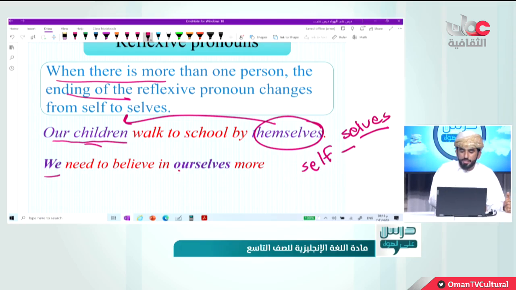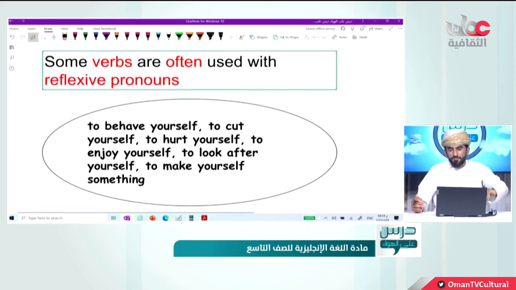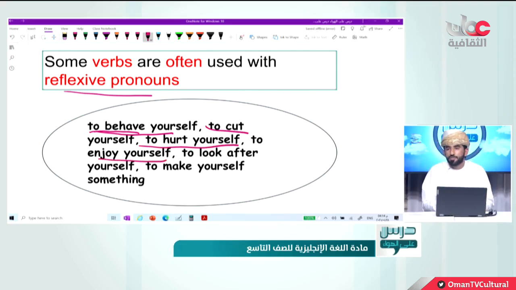We need to believe in ourselves. Ourselves refers to what? To we, to us. Very good. There are some verbs which are often used with reflexive pronouns. Sometimes we use those reflexive pronouns usually once we use some of those verbs. To behave yourself, we say to cut yourself, to hurt yourself, to enjoy yourself, to look after yourself, to make yourself something. So we usually use those reflexive pronouns with those verbs: behave, cut, hurt, enjoy, look after, make.